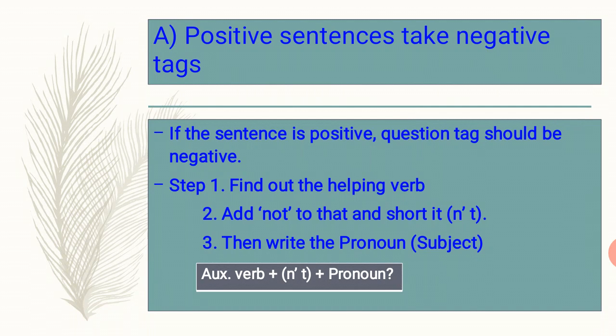For that we have three steps to follow. What are they? First of all, find the helping verb. Next, add not to it, in the short form, shortened into n't. You can see that on the slide. And then write the pronoun, that is the subject. I have given the format of the tag formation: auxiliary verb plus n't plus pronoun plus question mark. Then only it is the completed form of a question tag.